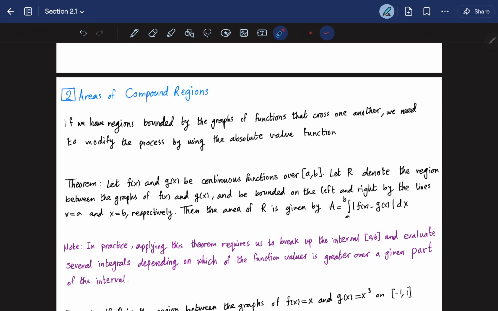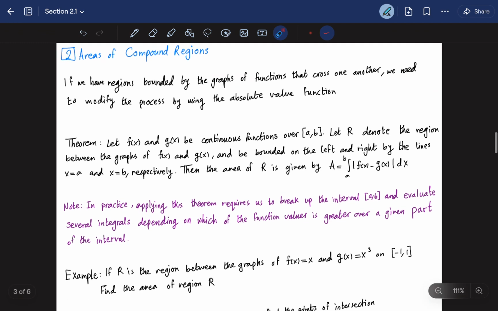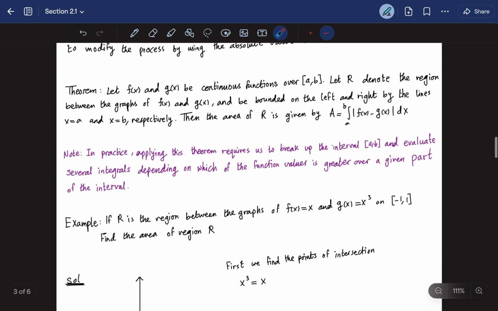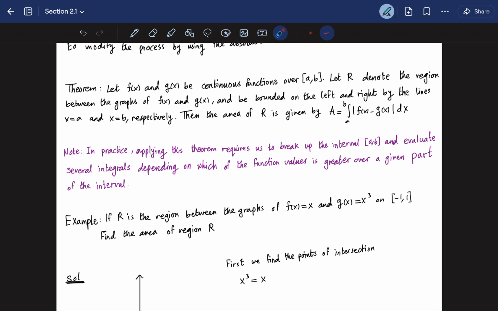So the reason why we take an absolute value is because in these types of questions, you'll have a part of the region where f is bigger than g, but the other part of the region, g is bigger than f. So here you need to identify an absolute value to express that difference. We'll understand it more once we do an example.